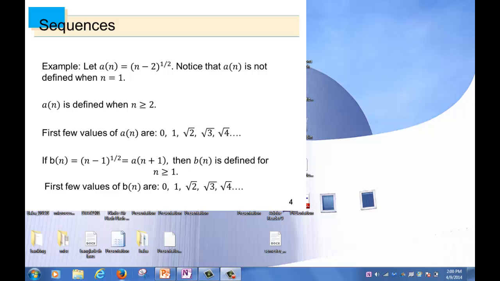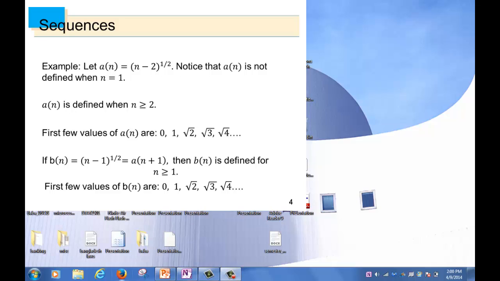So in this case, what I'm going to do is replace n in the formula of a of n. Replace n by n plus 1. Okay, if I do that, what do I get? If I replace n by n plus 1 in the formula of a of n, I get the square root of n minus 1, which I'm calling b of n.